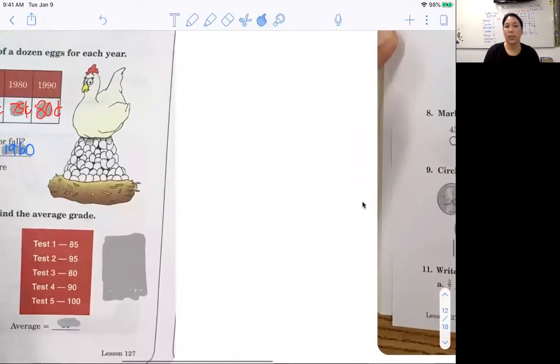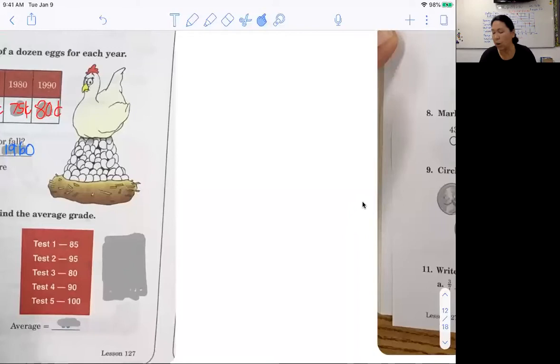Okay, so see how we have test one, test two, test three, test four, test five. Pretend this is someone's spelling test scores. On the first test, they got an 85. Second test, they got a 95. Ooh, they studied a little harder. Third test, 80. Oh, maybe they were sick a day or something. Then the fourth test, ooh, they got a 90. And the fifth test, they got 100. Ooh, so they were really trying hard at the end there, you can tell, huh?